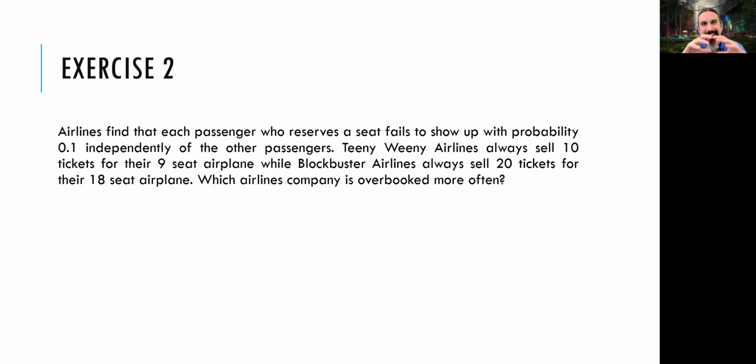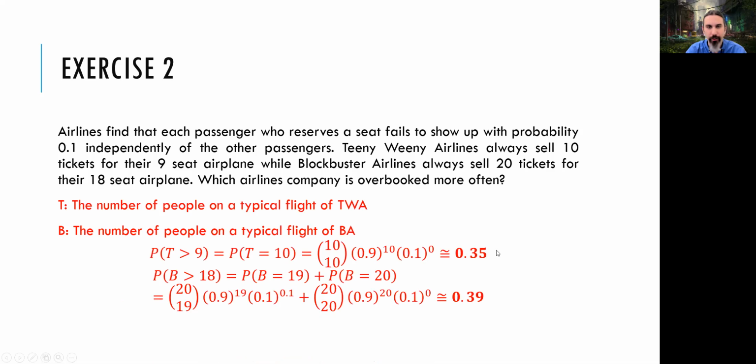So all 10 of them are successes. The success rate is 0.9 because not coming is 0.1, as you can see here. So coming is 0.9. So 10 out of 10 will come, 10 choose 10, with 0.9 probability, so 0.9 to the power of 10. And the rest, 0 people, won't come, so 0.1 to the power of 0, which is going to give us 0.35.